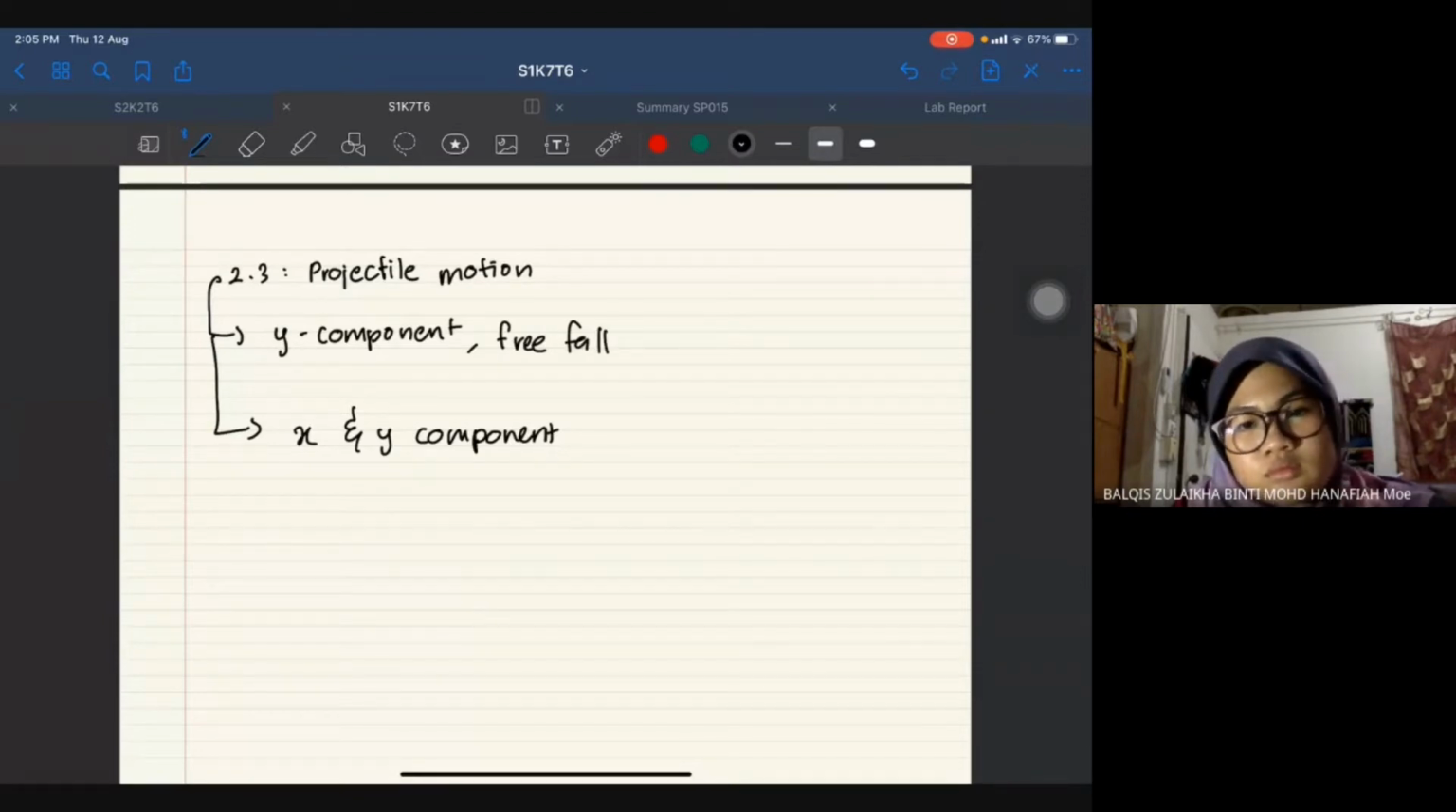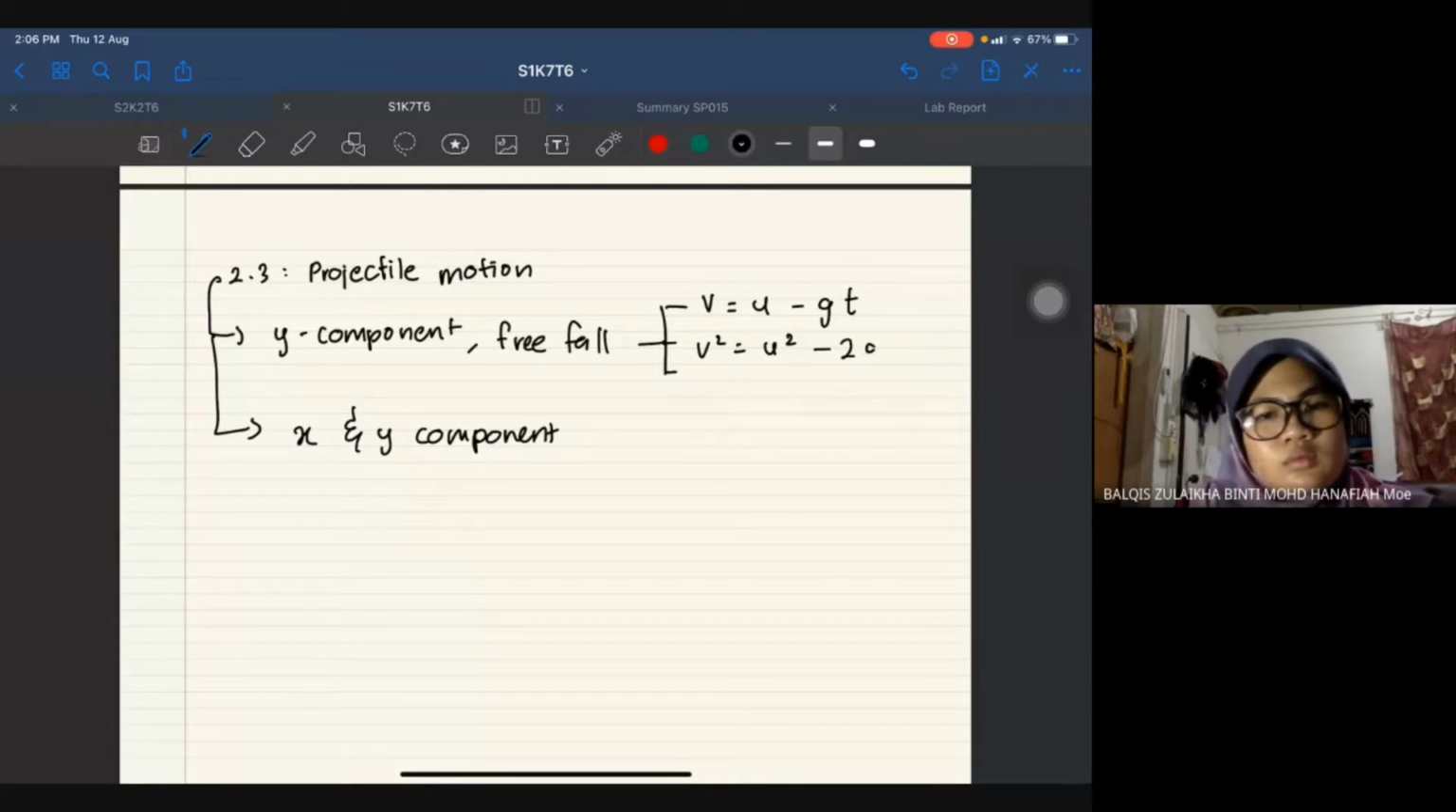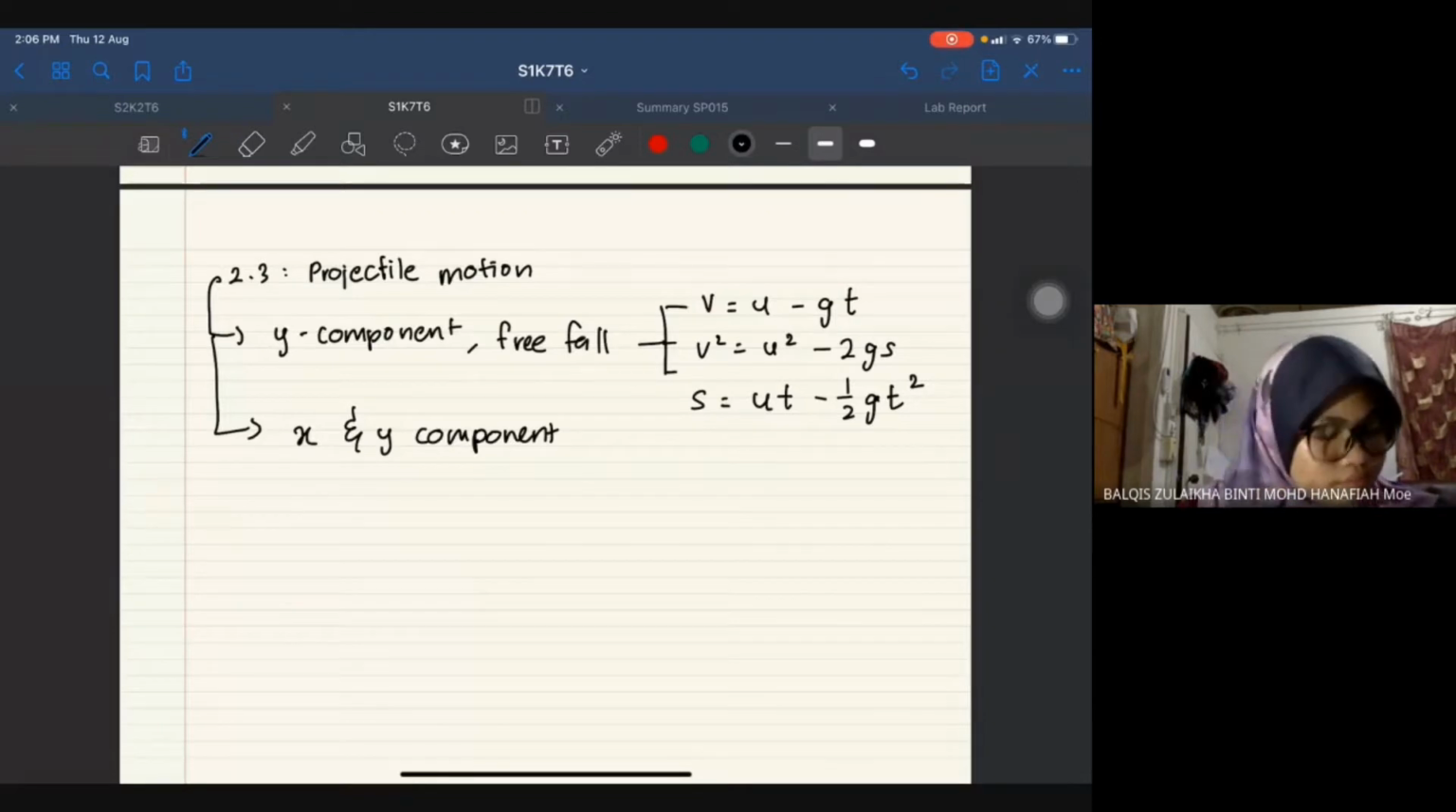Where we discuss the three equations, changing a to g. So we end up with these three equations instead. I just rewrite to remind you guys. So it will be v equals u minus gt. Okay, and then we have v squared equals u squared minus 2gs. And the last one we have s equals ut minus half gt squared. Again, correct me if I'm wrong. Okay, so this one we already learned.